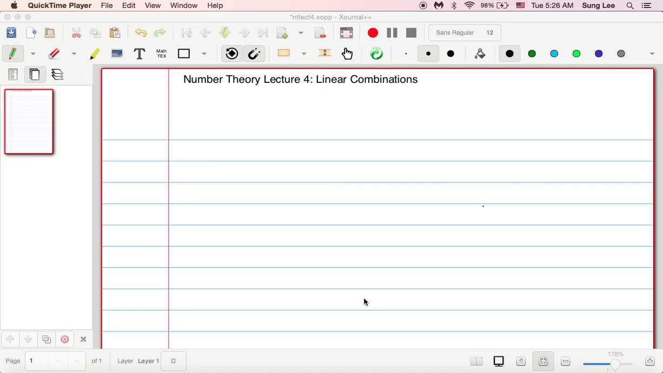In this lecture, we study linear combination, but before we get to that, when I was doing lecture two, I realized that there's something I misspoke about. So I want to correct that first before we move on to our new topic, linear combinations.